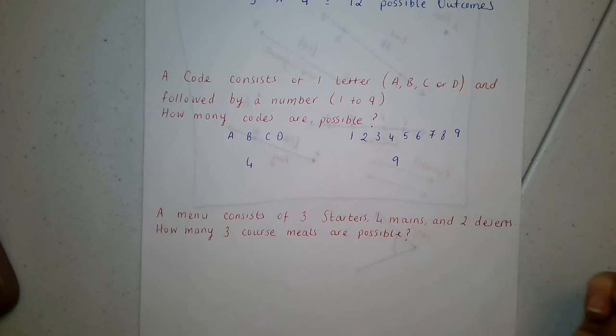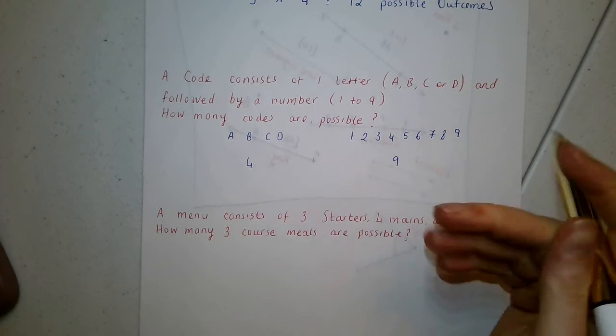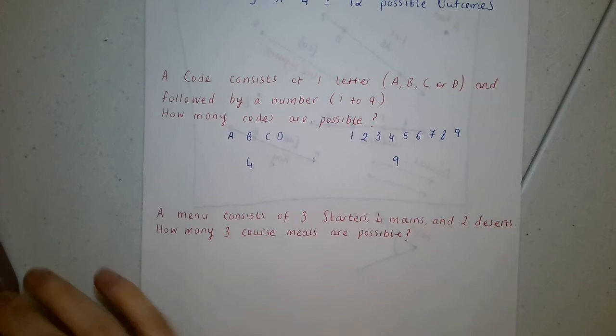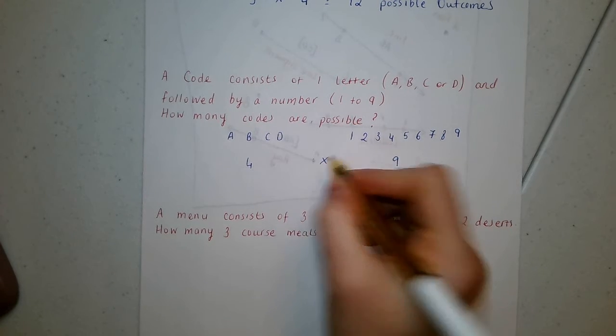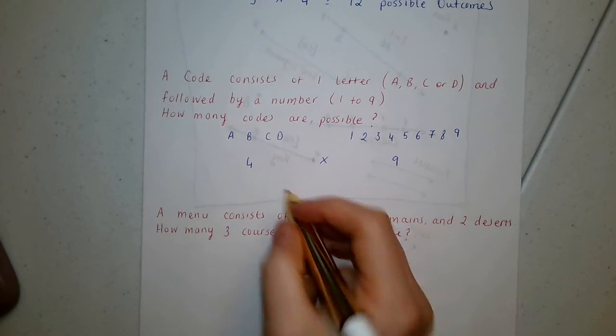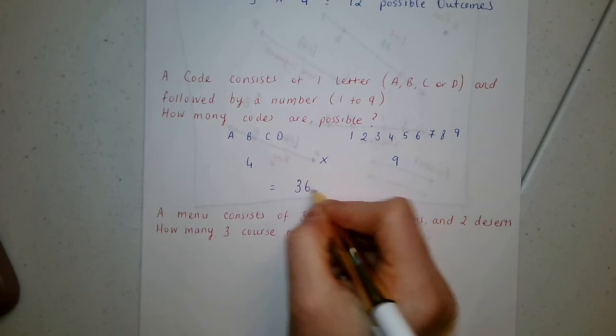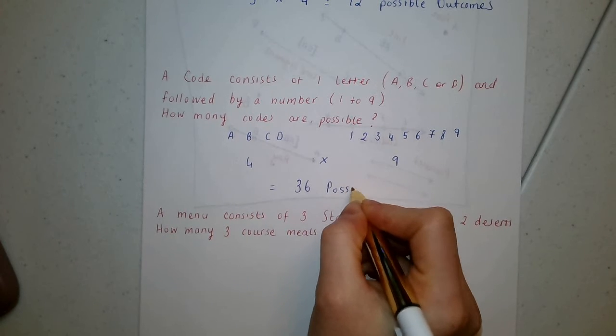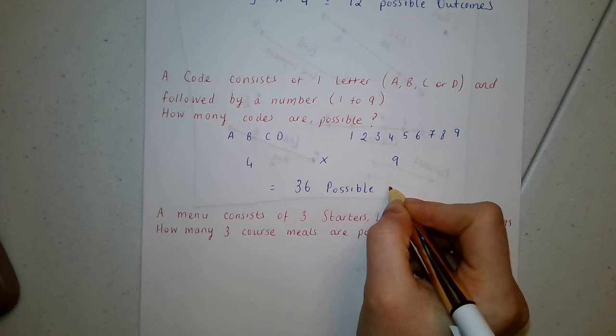So to find the total number of possible outcomes, so the code is made up of a letter and a number, we just multiply the two events together. So we say 4 multiplied by 9, which will give us 36 possible outcomes. So in total there are 36 possible codes.